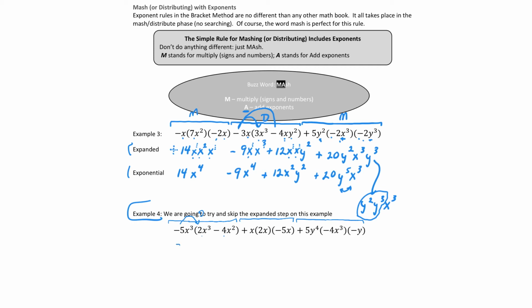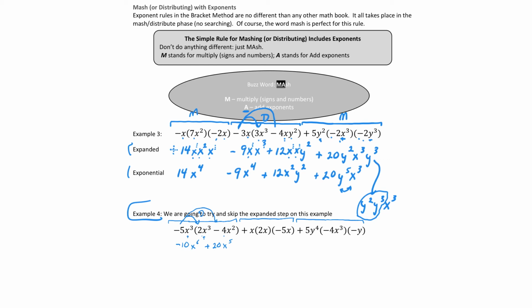Negative sign, 1. 5 times 2 gives us the 10. And now we've got 3 x's here mashed with 3 more x's. Think about that. X to the third and another x to the third, add exponents, x to the 6. Next arrow. 2 negatives creates the positive. 5 times 4 gives me the 20. And now we're mashing again. X to the third and 2 more x's. X to the 5th. So that's skipping where we throw all the stuff into a pile. We're literally going to just do it in one step.